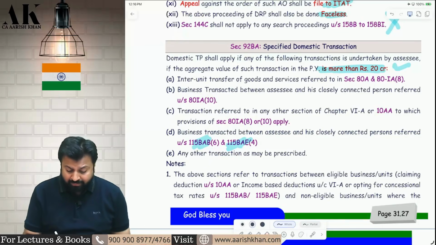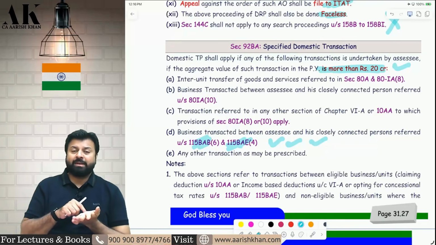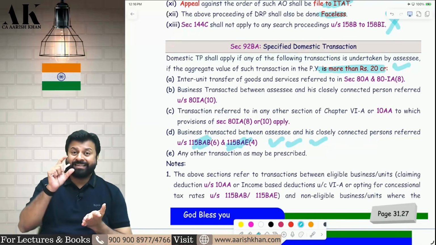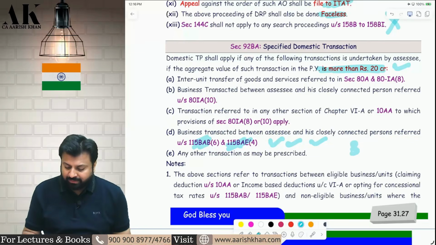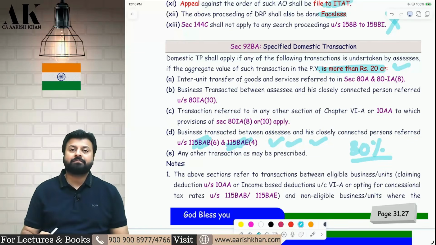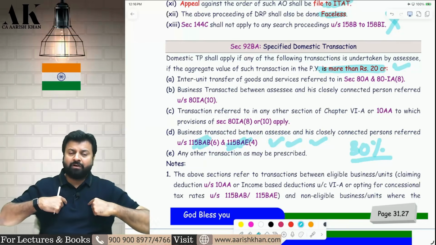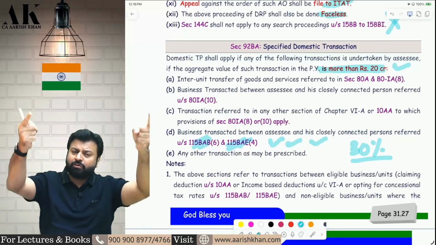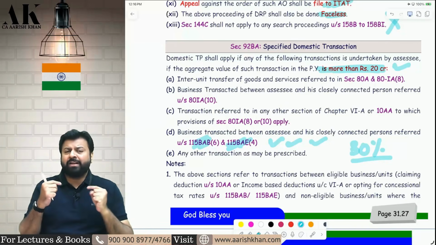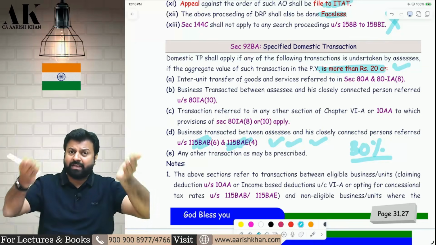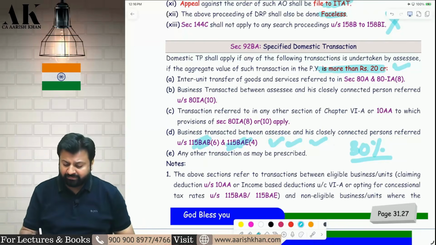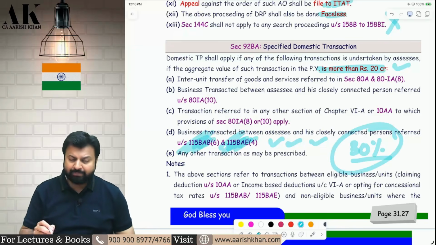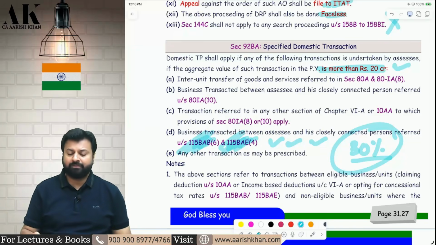Along with that, for 115BAB and 115BAE, I have told you earlier that if transfer pricing is applicable here, then whatever is the excess amount on that, flat 30% tax is applicable. Flat 30%. So one unit is eligible for 115BAB, another company is not eligible for 115BA. I am selling for 2000 rupees, whereas the market value is only 1500. So the extra 500 for which I am selling will be taxable at flat 30% for 115BAB and 115BAE SSE. I hope it is clear to all of you.